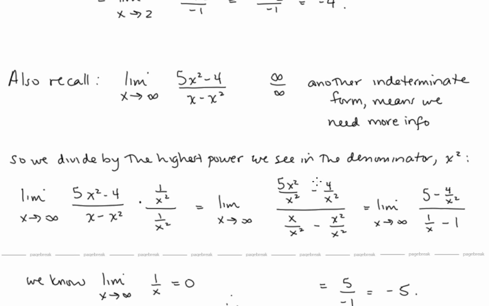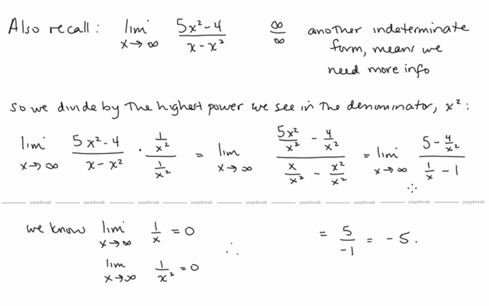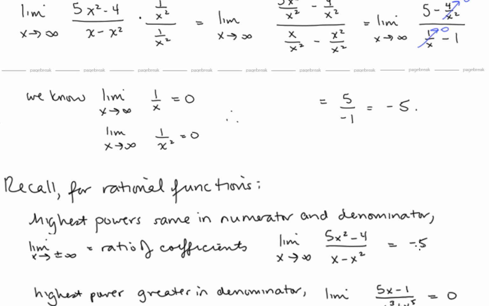So in this case, we divide by the highest power we find in the denominator, which is x squared. So from here, we multiply by 1 over x squared over 1 over x squared. We distribute that 1 over x squared through and simplify. And then we take our limit, because we know the limit as x goes to infinity of 1 over x is equal to 0, and the limit as x goes to infinity of 1 over x squared is equal to 0. So this is going to 0, and this is going to 0, and so our limit is 5 over negative 1, or negative 5.